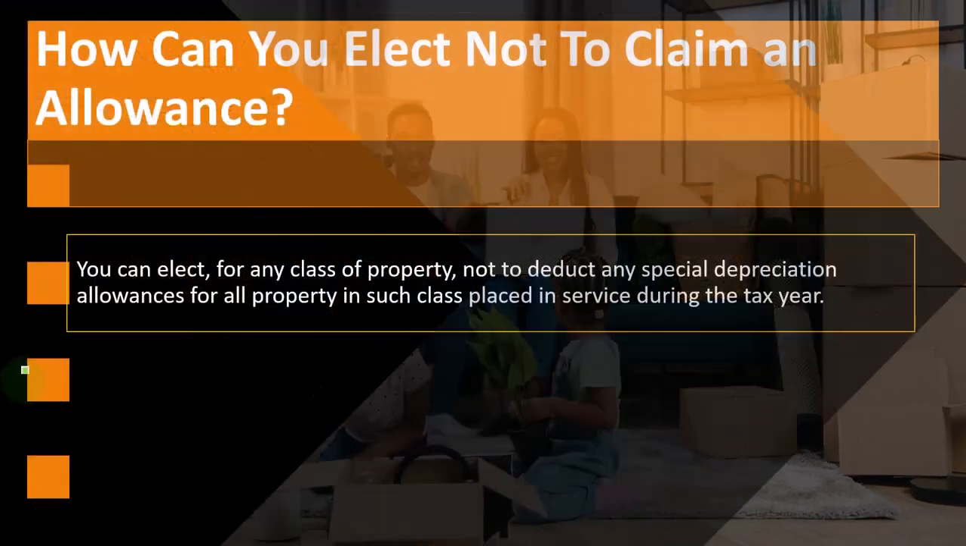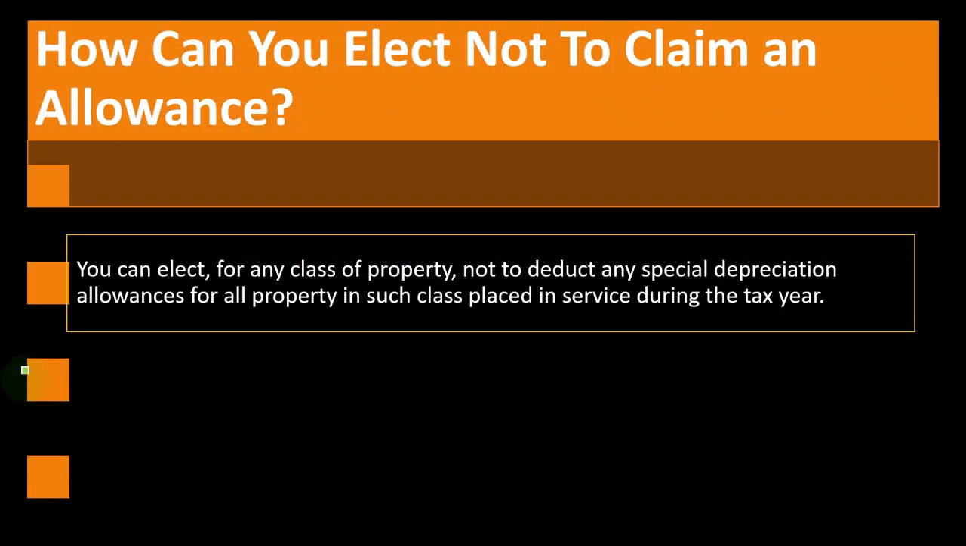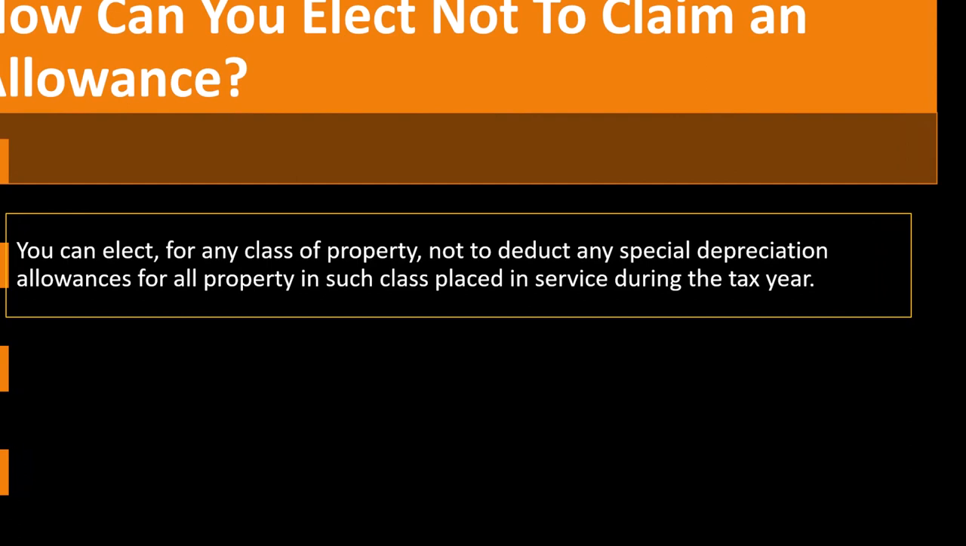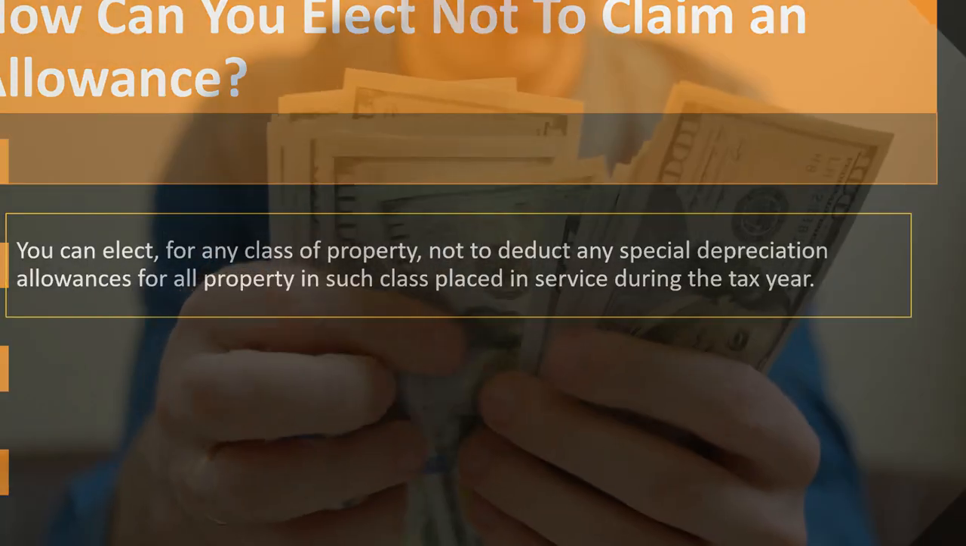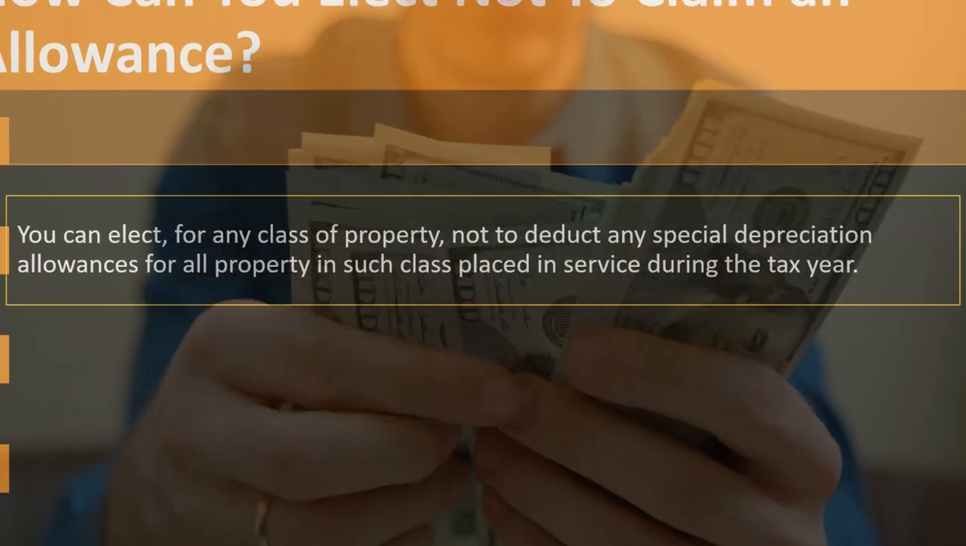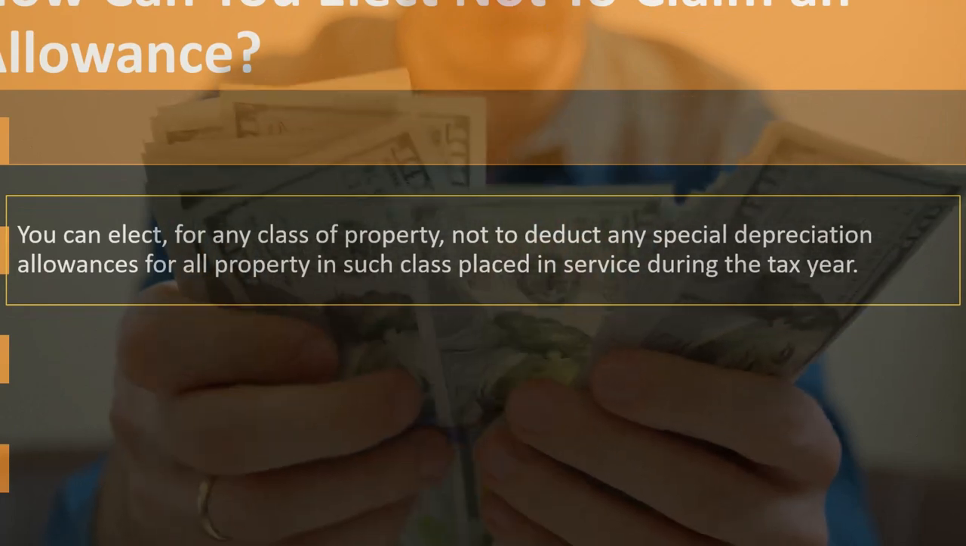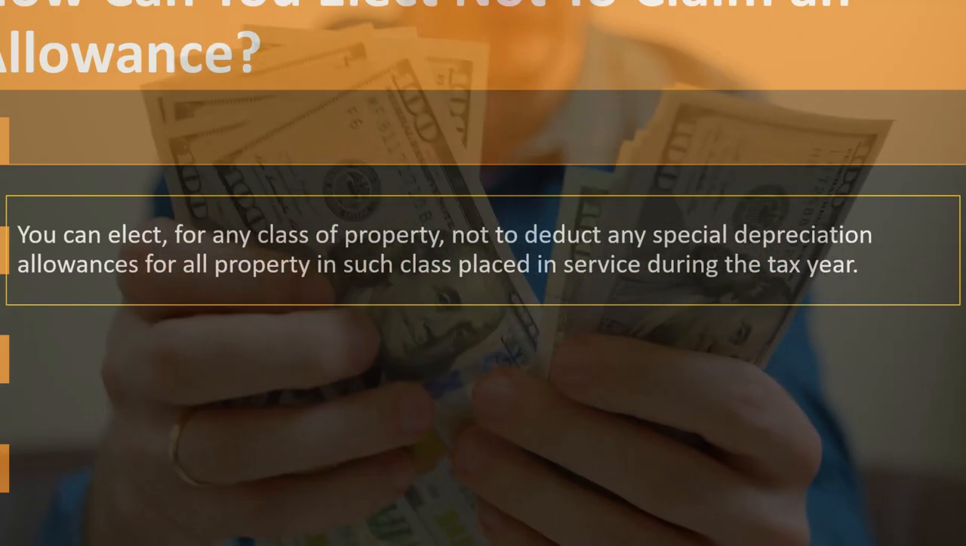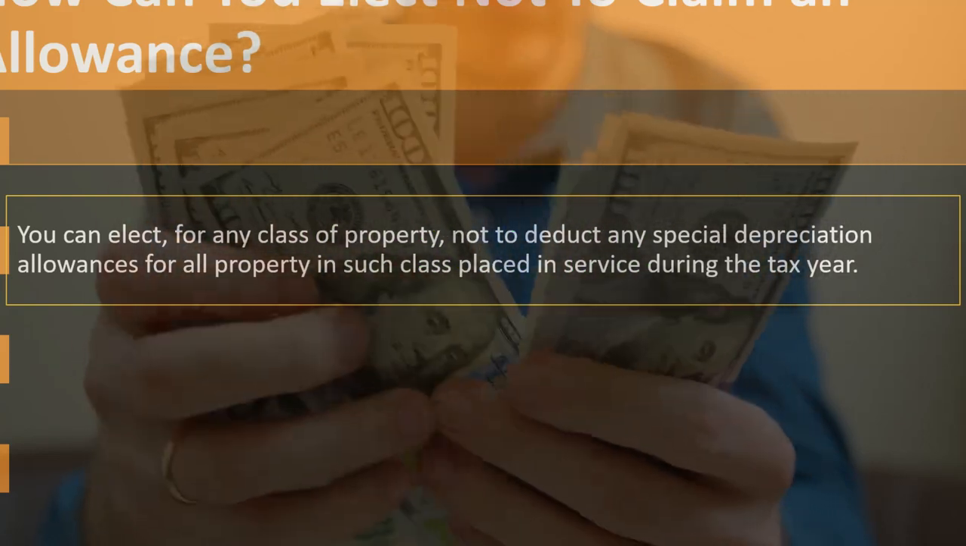So you might say, what if I don't want to claim the allowance? You can elect for any class of property not to deduct any special depreciation allowance for all property in such class placed in service during the tax year. So why would you want to do that? Because again, you might have a situation where your taxes are lower this year, possibly because you have less income, putting you into a lower tax bracket than you think might happen in following years. So you'd rather not take the big deduction this year and possibly spread it out over the future years where maybe you are expecting higher tax brackets.